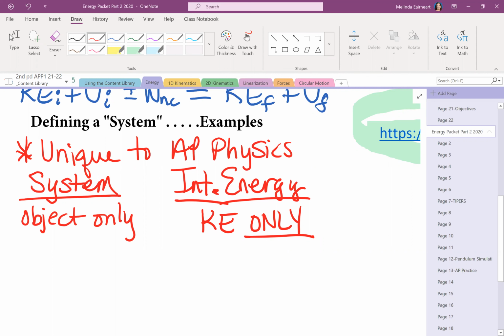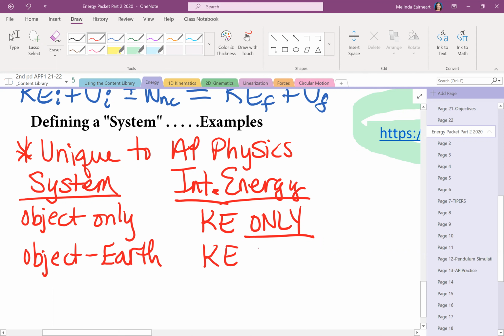Because you can't have potential energy with yourself. That's kind of what I tell myself. But what if they include the Earth? The object-Earth system. Well, because the object's there, you can include kinetic energy. But you can also say, I can have a reference point above the Earth, right? I can have a height above the Earth. The Earth is what I'm measuring to. And so now you can include that gravitational potential energy.